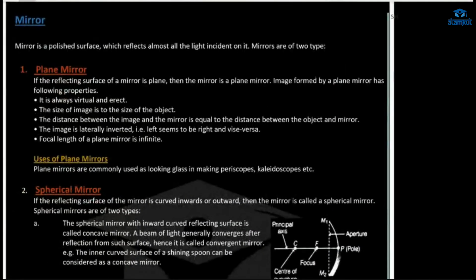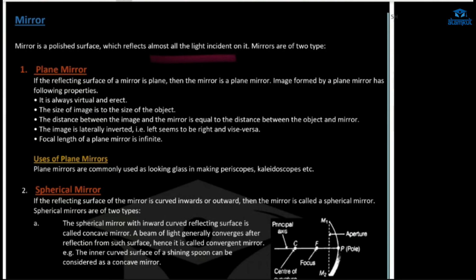Like here, mirror is a polished surface which reflects almost all the light incident on it. Mirrors are of two types. Whatever light gets incident on this mirror, it reflects almost all of the light. Fine, so this is called a mirror.